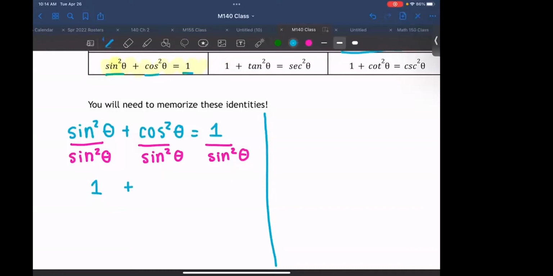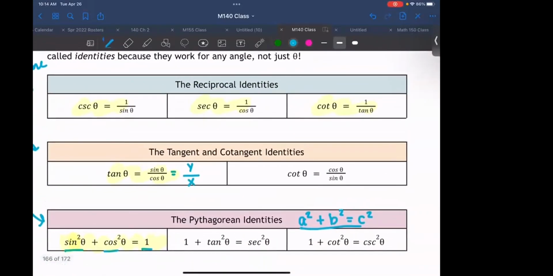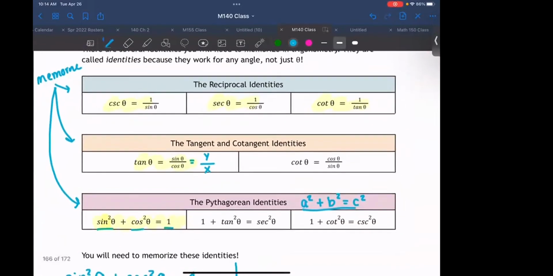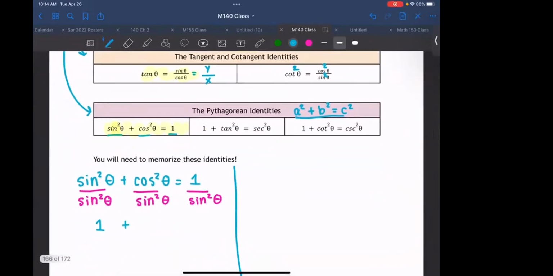What do you think cosine squared divided by sine squared is? Take a look at your identities. Is there anything up here that looks like cosine over sine? Cotangent, right? But there's a big difference: one of them's squared and the other one's not. Well, cosine squared divided by sine squared is cotangent squared. So let's write that as cotangent squared theta.